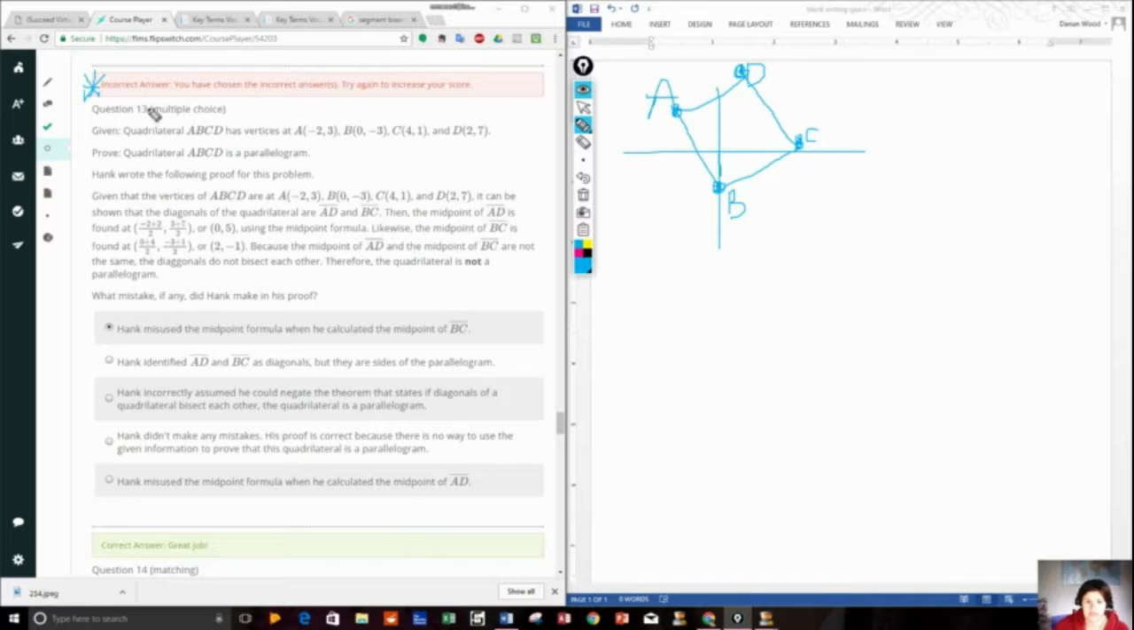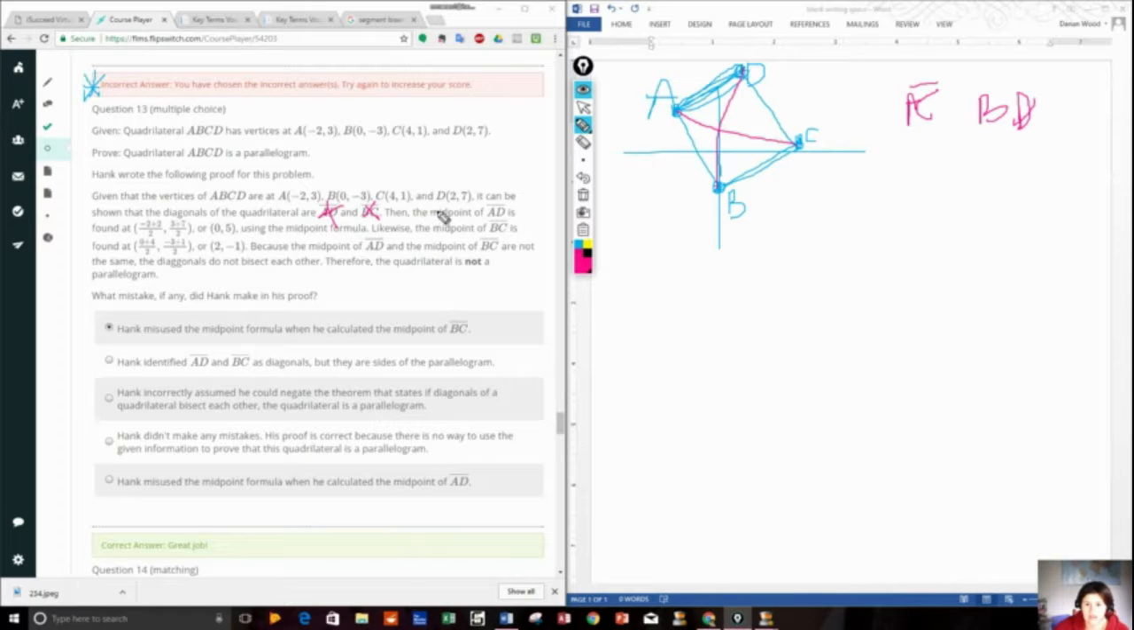And he says that the diagonals of the quadrilateral are AD and BC, which is incorrect because they're the side lengths of the quadrilateral. The diagonals of the quadrilateral go from one corner to the opposite corner. So the diagonals are actually AC and BD. So right there was one mistake.